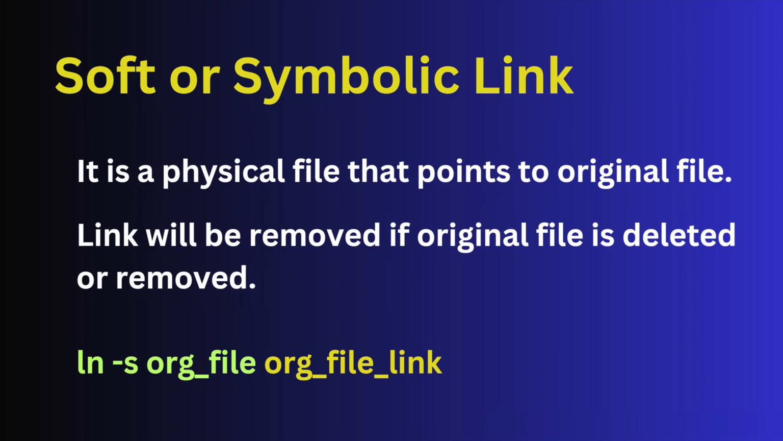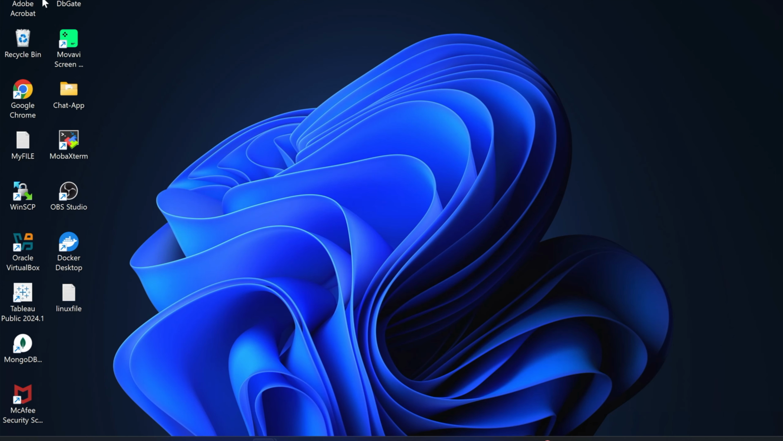So first, what is a soft or symbolic link? It is a physical file that points to the original file. You can think of it as a shortcut or pointer. For example, in Windows, you must have used desktop shortcuts to start an application. However, the actual data lives somewhere else, maybe in the C drive or D drive. In Linux, we have a similar concept where we can create a shortcut to make our life easy. So let's see the practical.